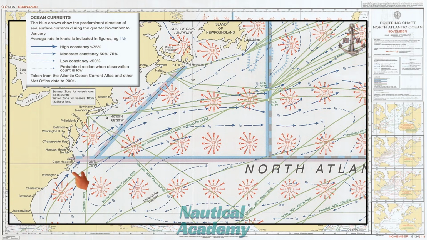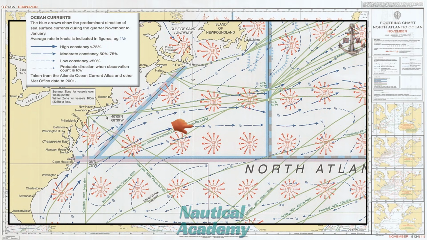The numbers placed between the blue arrows represent the speed or rate of the current. So this arrow indicates a current is moving 1 knot, while this one shows a current flowing at 0.5 knots. This long-dashed blue arrow represents a current with moderate constancy, meaning it flows in this direction about 50 to 75% of the time.